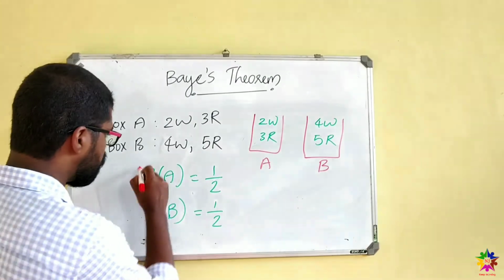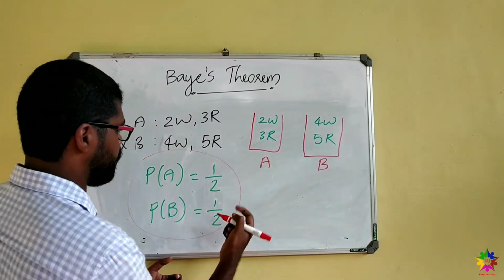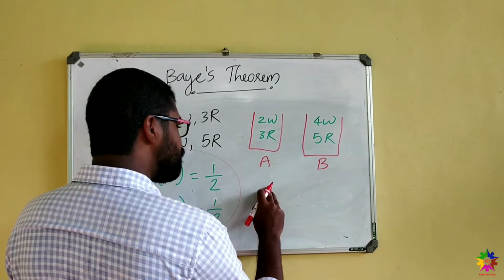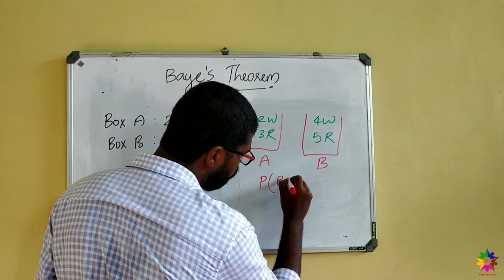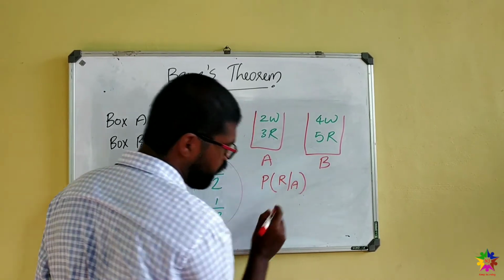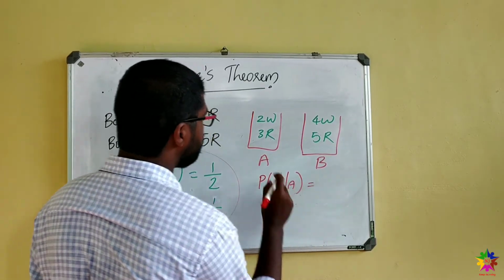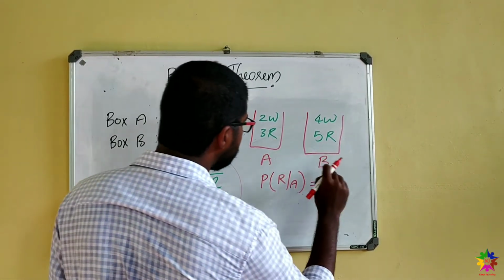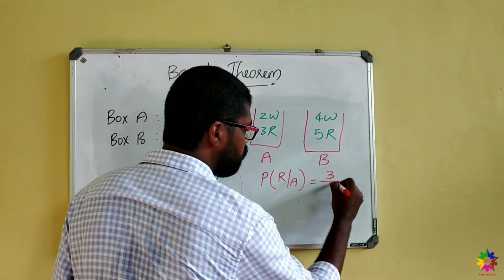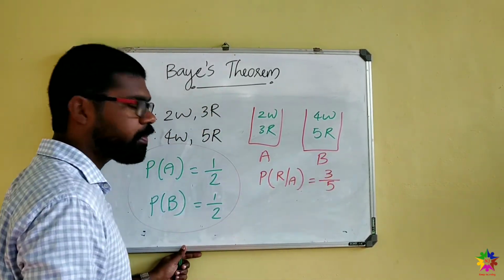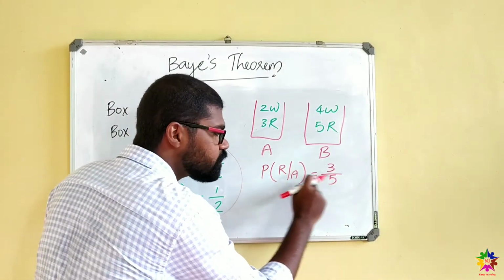This is our normal probability. Okay, and let's use the conditional probability. So our question is choosing a red ball. What is the probability of choosing a red ball from box A? In box A we have 3 red balls and there are only 5 balls. So 3/5 will be the probability of choosing a red ball given it is from box A.